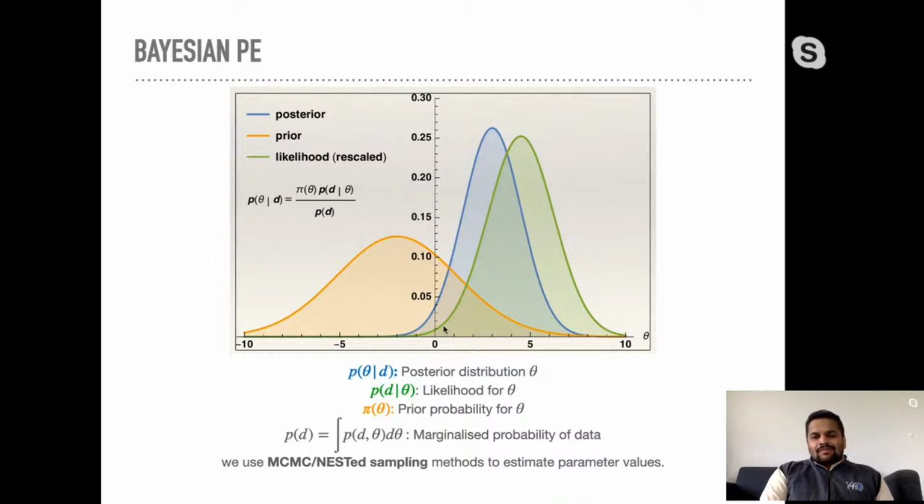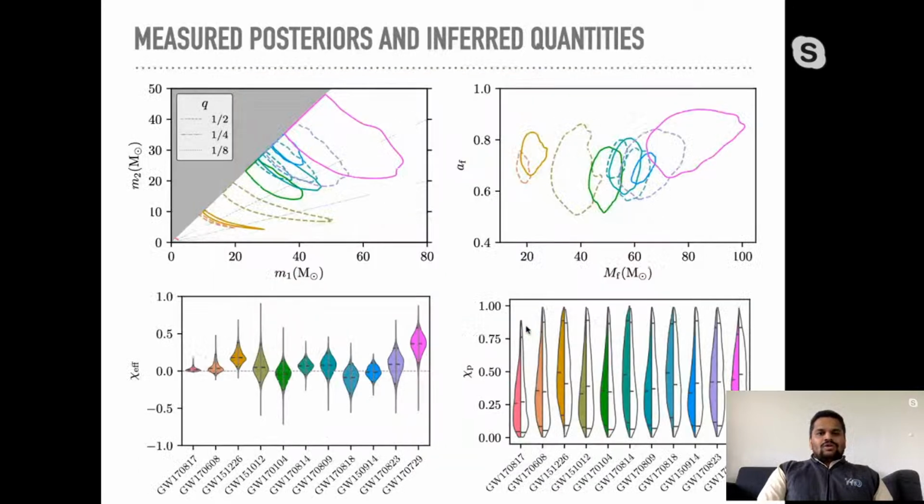In reality, we have 15 dimensional posteriors or even more dimensional posteriors here, which we look at and see how they look. This is what they look like. So the top left panel shows the posterior distribution around masses M1 and M2. So we never measure the actual exact value for mass because that is impossible. But we know the true value of mass lies somewhere here for this particular event.